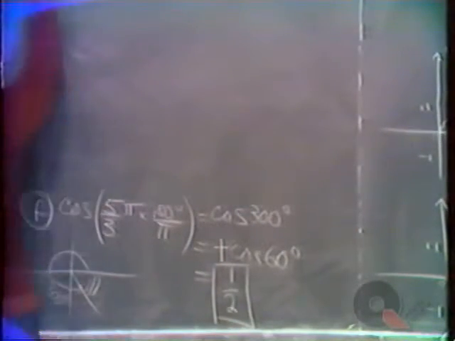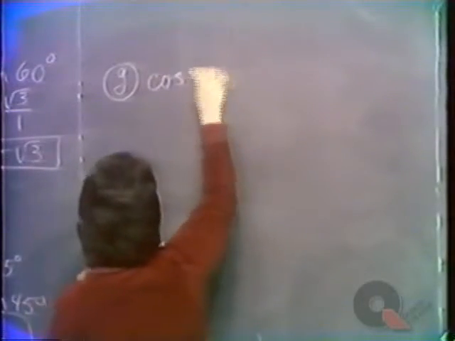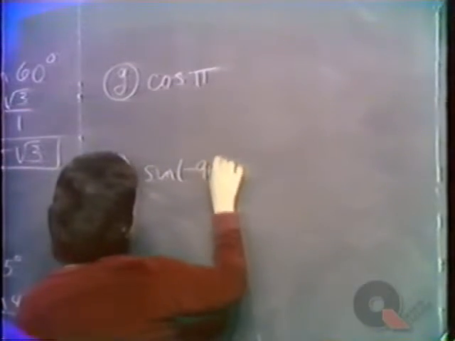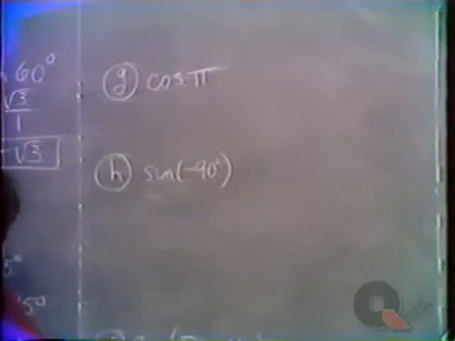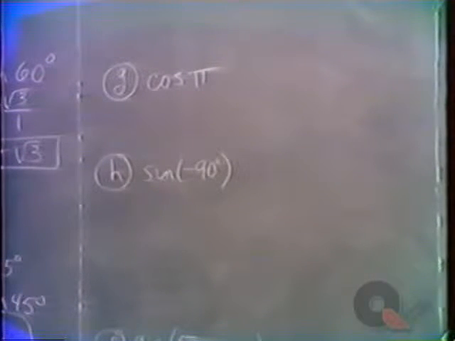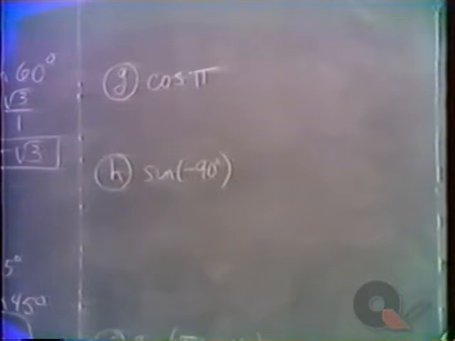And the last two parts, G and H. In G, we want cosine of pi, and in H, the sine of minus 90 degrees. What separates these from the other problems that we've done is that we don't use the triangles on these. These are quadrant angles. For the quadrant angles, one method is to use the graph of the trig function. One could also use the definition of the trig functions where you work with a point on the terminal side of the angle. Either way.